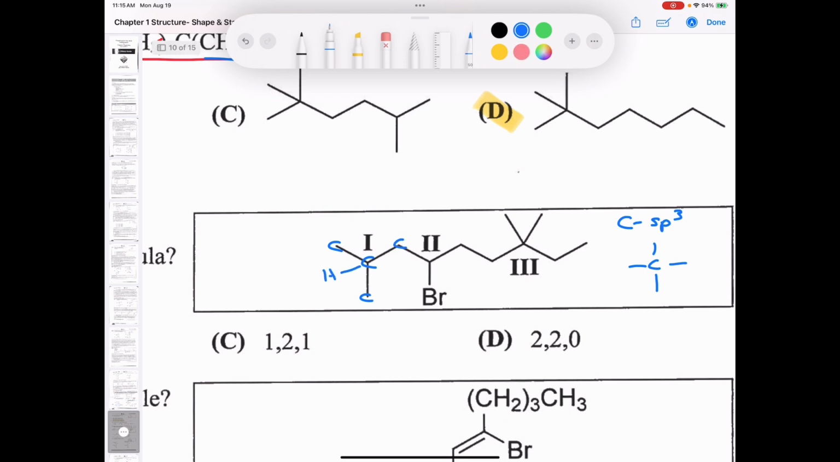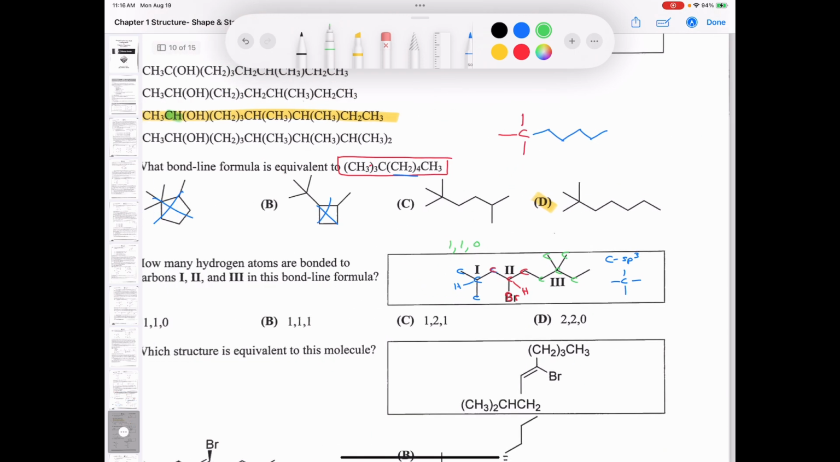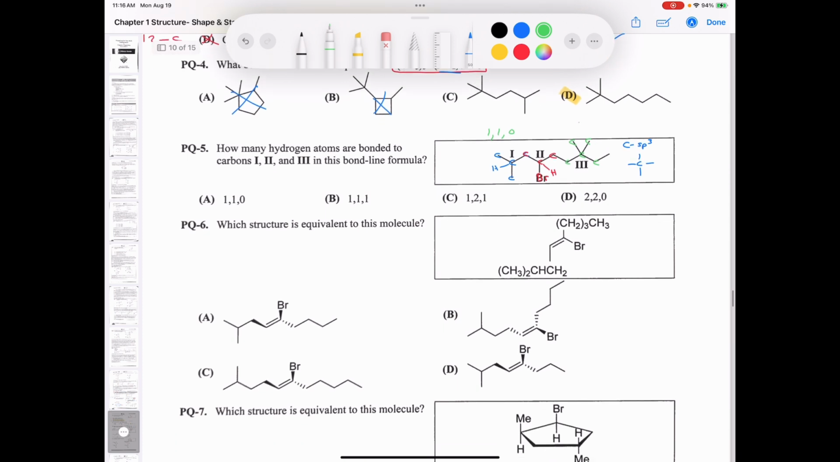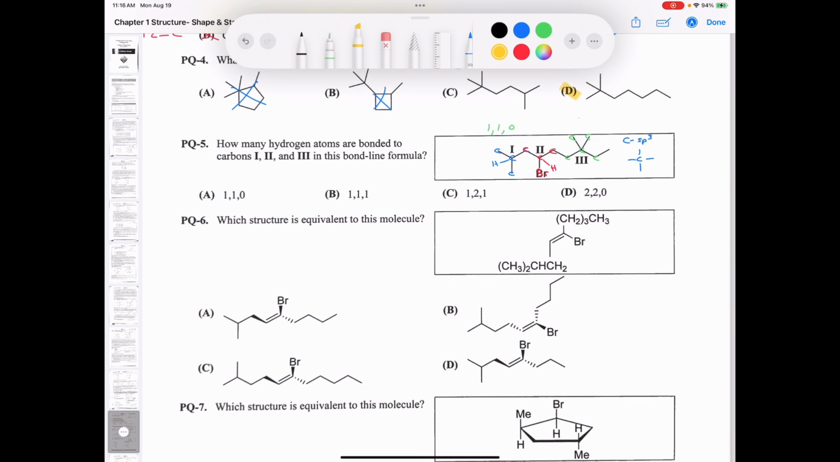Then if we look at carbon number 2, you can see it's attached to the bromine and this carbon, so there's 1 bond missing that's not drawn. And again, in bond line structures, the bonds to hydrogens are not drawn. So this one's also missing 1. And then the last one here, number 3, you see it's attached to 4 carbons, so it's not missing anything. So the answer would be 1, 1, and 0, respectively. And so the answer to question number 5 would be A.